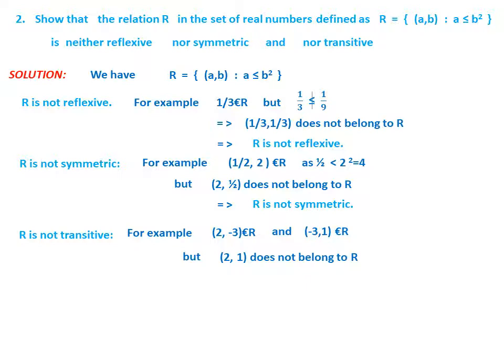You can check it. 2 less than b square, 1 square. 2 less than or equal to 1 square is wrong. Therefore (2, 1) does not belong to R. Therefore definitely it shows R is not transitive. So not reflexive, not symmetric, and not transitive. So this is the second main example. Let us proceed.